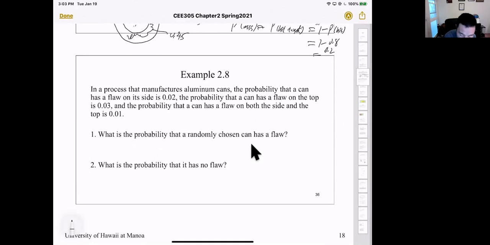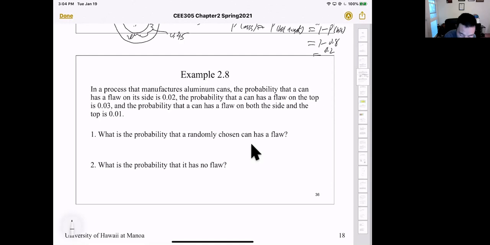Another example. A process manufactures aluminum cans. The probability a can has a flaw on its side is 2%, and the probability it has a flaw on the top is 3%. And the probability that the can has a flaw on both the side and the top is 1%. So the flaw could happen on the top or the side. Sometimes it occurs on both.